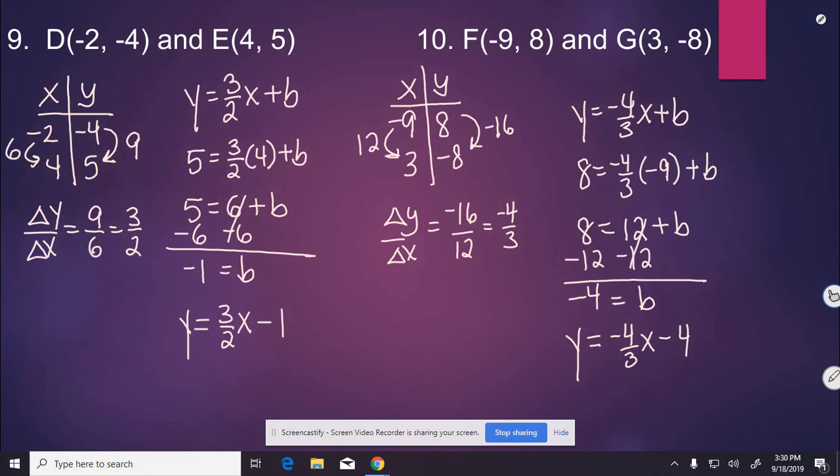Now, since I used that negative 9, 8, I'm going to check with 3, negative 8. If I do negative 4 thirds of 3, I get negative 4. Negative 4 minus 4 is negative 8. We did it correctly. So hopefully you understand how I'm coming up with all of this.